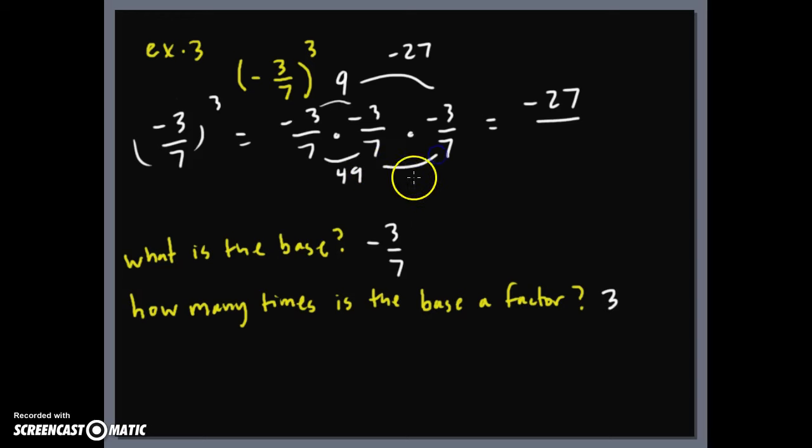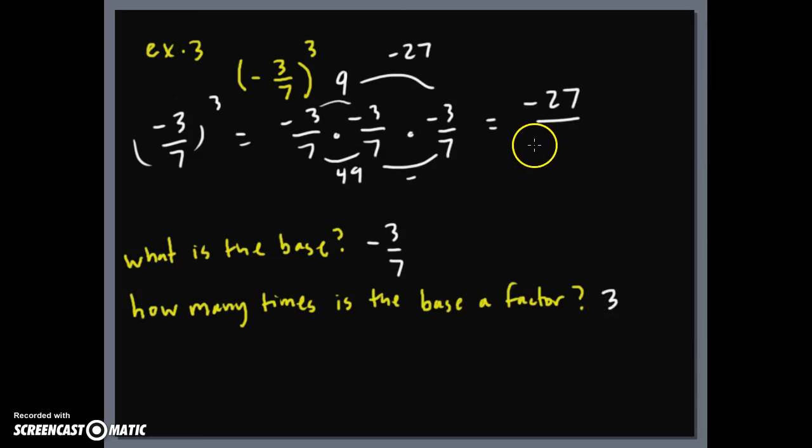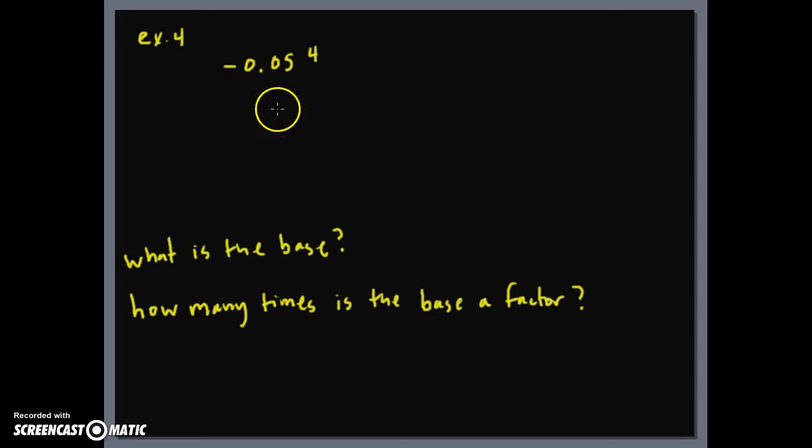times 7 would be, I'm going to use a calculator for this one because that seems like a fairly large number, times 7. 343. I'm going to leave the negative out in front, and then when I put this into Schoology, I'm just going to use a backslash for the division. Just like that.